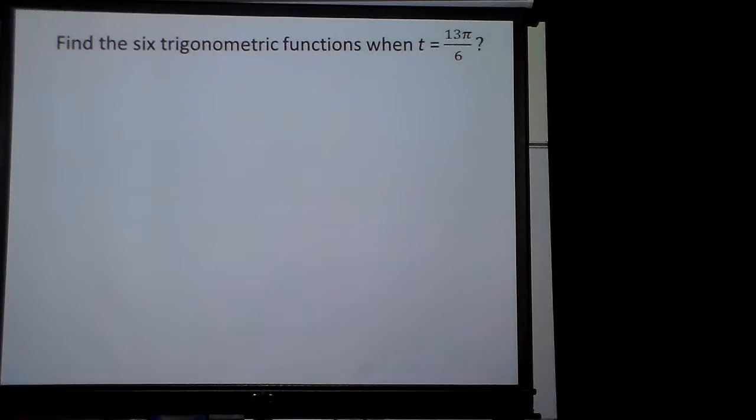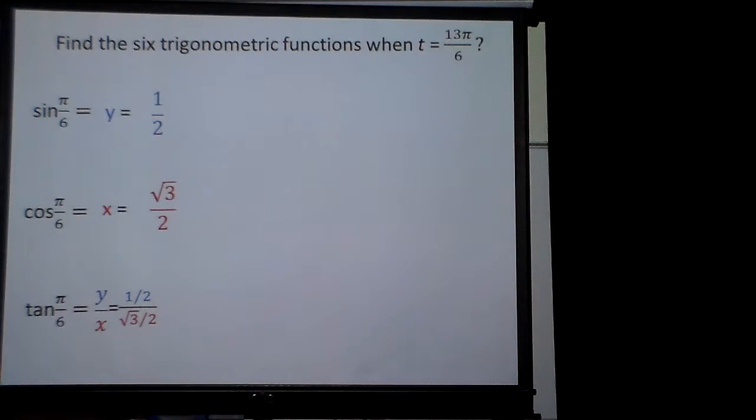Notice, there we go. So when I plug these in, sine is y, it's just going to be the 1/2. Cosine is just the x. It's going to be the square root of 3 over 2. Tangent is going to be the y over the x. So it's the 1/2 value over the square root of 3 over 2. 2's are going to cancel, give me 1 over square root of 3, or square root of 3 over 3 when you rationalize. Has to be rationalized.